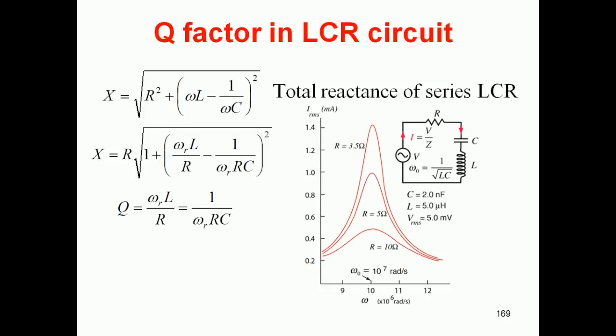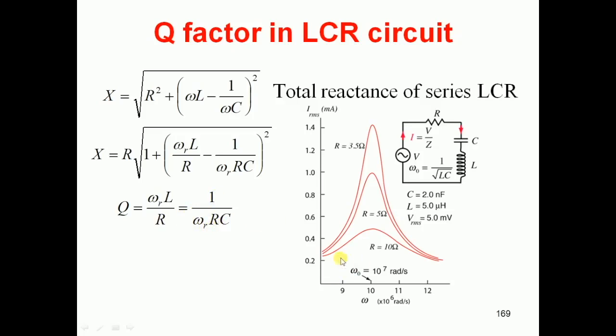This capital X reactance we have written like this, and omega at resonance is omega R upon R, and again in the second term 1 upon omega, so this omega is replaced by omega R into capital R. So this offers us quality factor omega R L upon R. In another term, it can be written as 1 upon omega R into capital R into C.